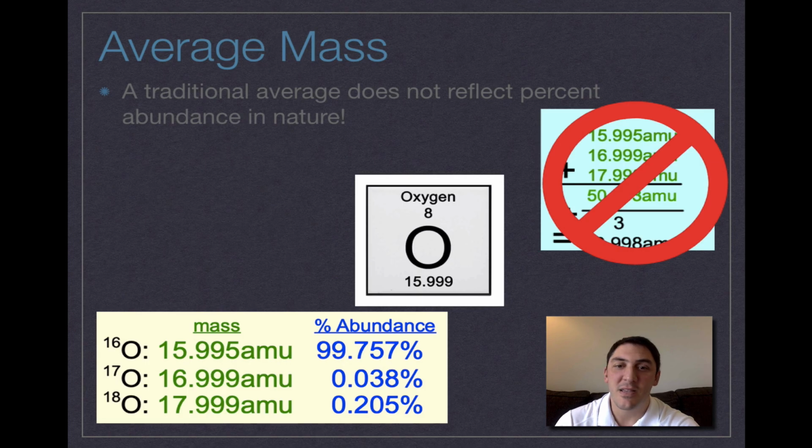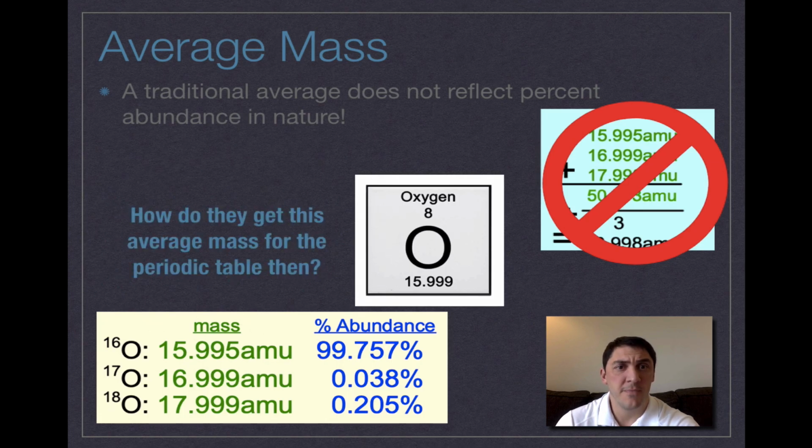Well, how did they get this 15.999 atomic mass unit average on the periodic table that most periodic tables show? Where did this come from? Well, what they did is they used a weighted average. I'm going to talk about that in a moment.